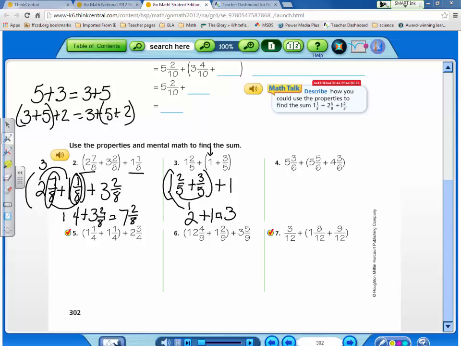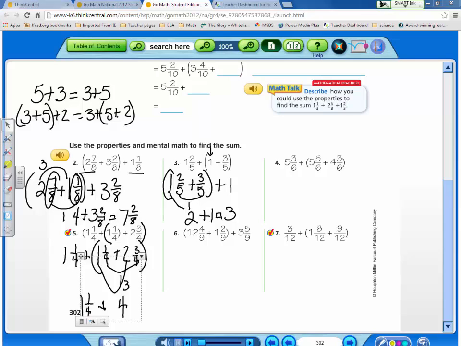Now, sometimes we have to move the whole thing. Sometimes we can just move our parentheses, like in question number 5. If I just take this parentheses and move it to here, that leaves me with 1 and 1/4 plus 1 and 1/4 plus 2 and 3/4. Instead of combining the 1 and 1/4 and the 1 and 1/4, if I combine these two, I could do 1/4 and 3/4 is 1. 1 and 2 is 3, so that gives me 4 here, plus 1 and 1/4. That gives me 5 and 1/4.